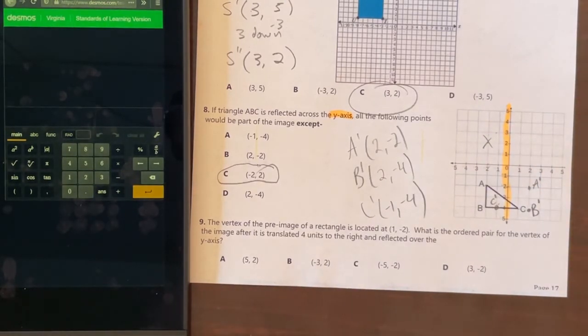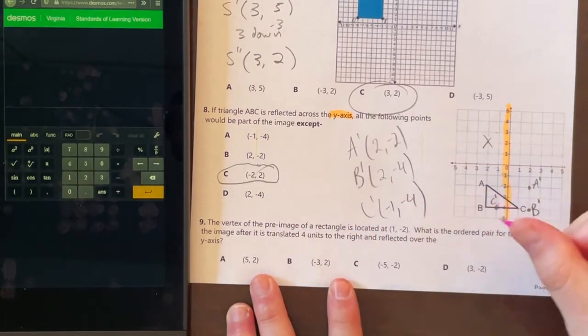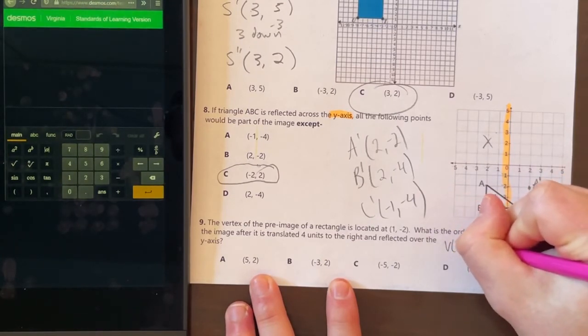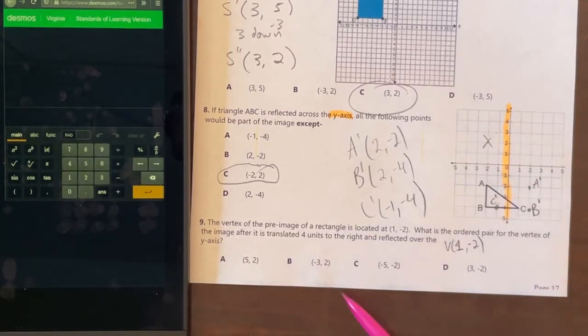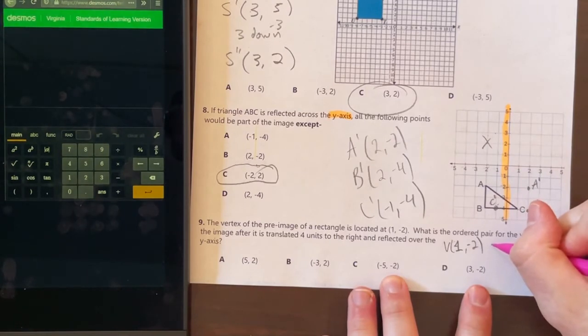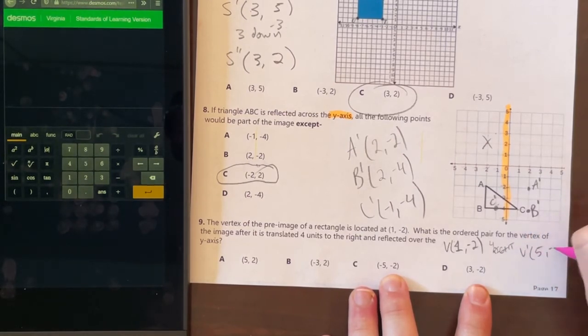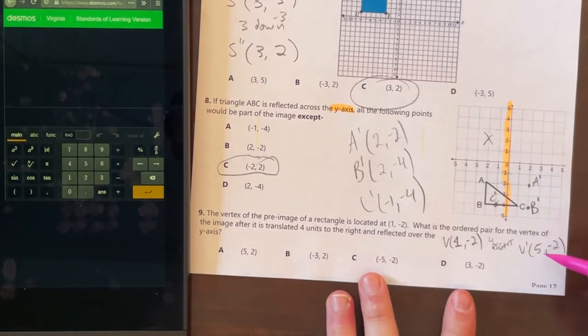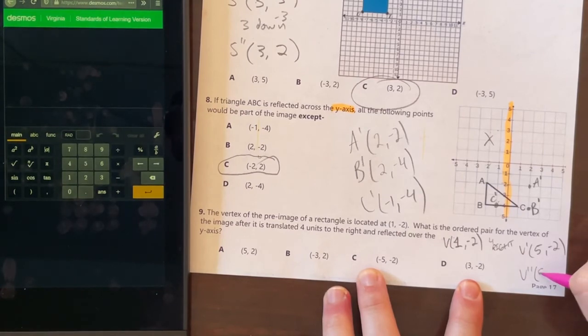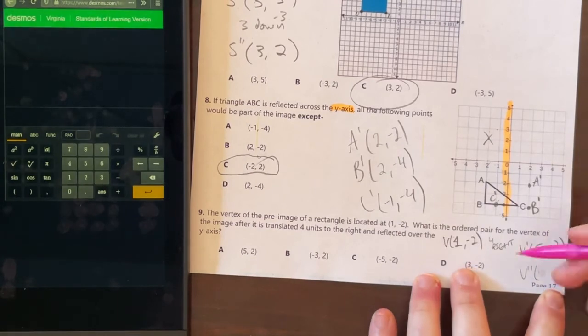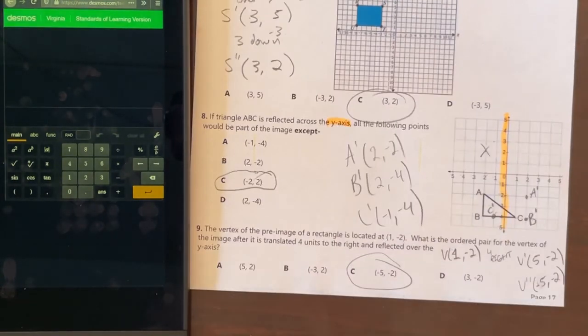And then lastly, for number 9, it says the vertex of the pre-image of a rectangle is located at (1, -2). What is the ordered pair for the vertex of the image after it is translated 4 to the right and then reflected? So, one step at a time. Let's call it point V. V is going to be (1, -2). First they translate 4 right, so V prime is going to be (5, -2). And then it reflects over the y-axis, which means the y stays the same. So V double prime is going to be -5 since we take the opposite of the x value. So we're saying (-5, -2) as that image.